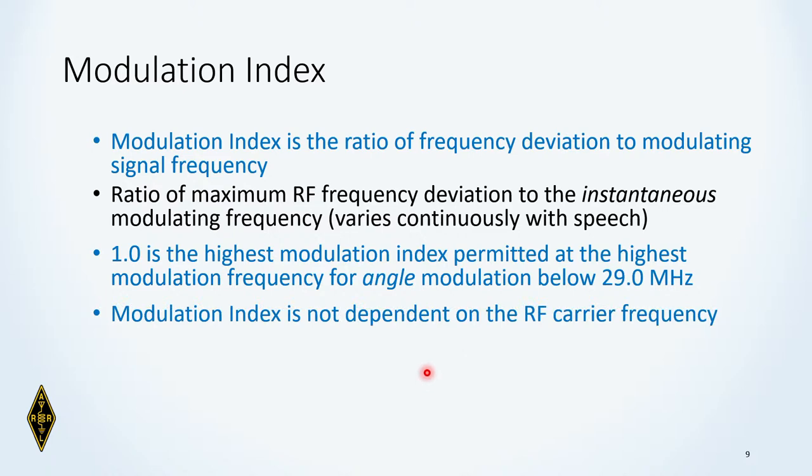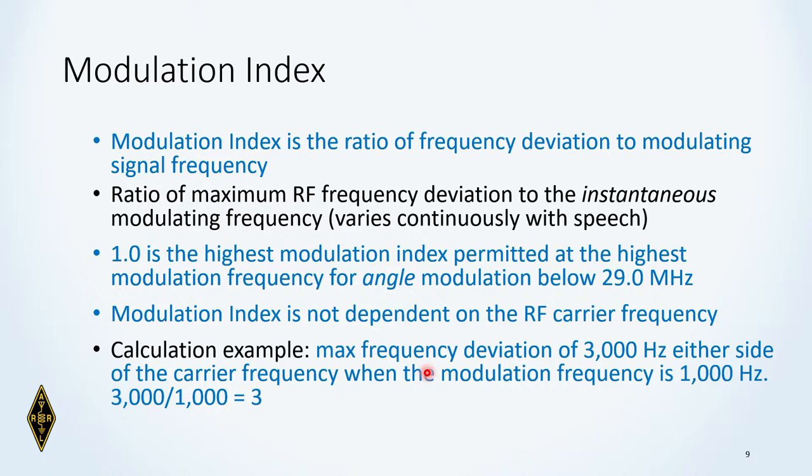And again, modulation index is not dependent on the RF carrier frequency. So here's a calculation example. Maximum frequency deviation of 3000 Hertz, either side of the carrier frequency, when the modulation frequency is 1000 Hertz. The calculation is exactly the same. It's the bigger divided by the smaller, which is 3.